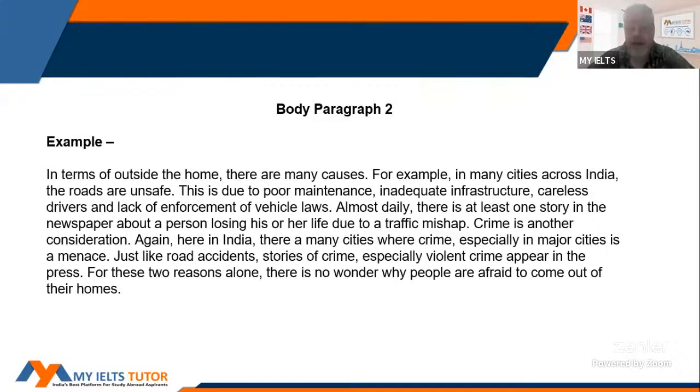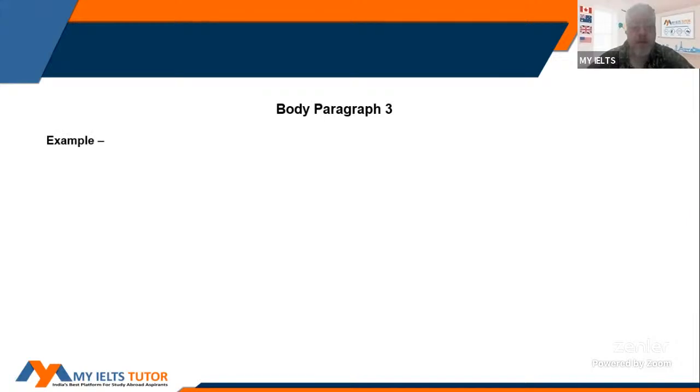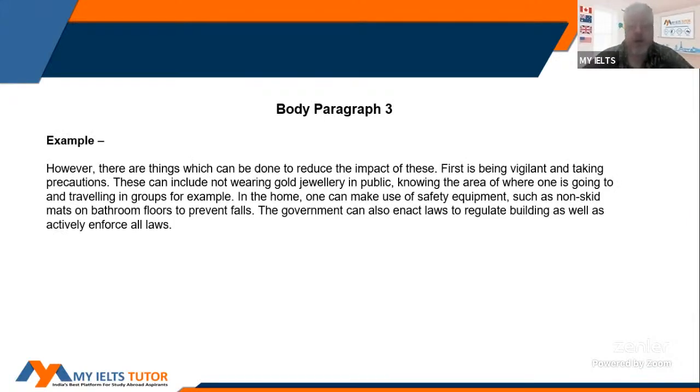Let's look at our third body paragraph. Okay, so our third body paragraph, here's our example. So this is a little bit short, but it's talking about solutions here. So the first two sentences are basically talking about a general statement of the topic in terms of solutions. So the first thing is being vigilant and taking precautions.